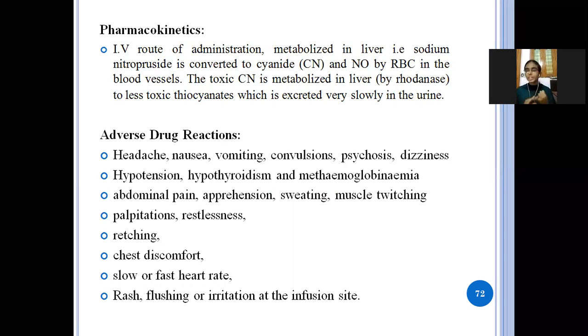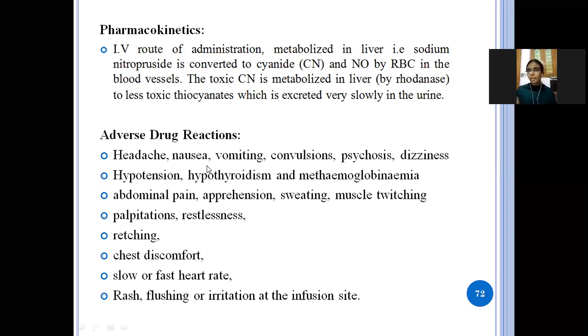Means it is given by the intravenous route of administration, and it is metabolized in the liver. So this drug is converted into cyanide and nitric oxide by red blood cells in the blood vessels, and the cyanide is toxic to our body, so it has to be removed from our body. So it is converted to a less toxic form, and finally it is excreted through urine.